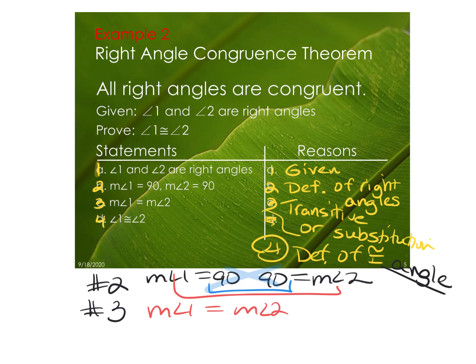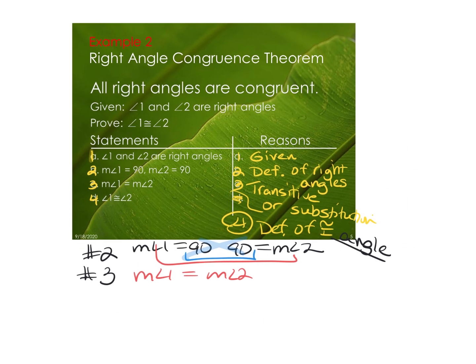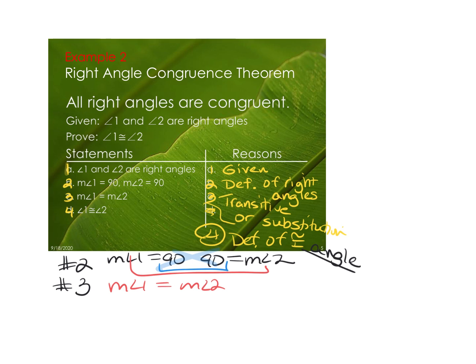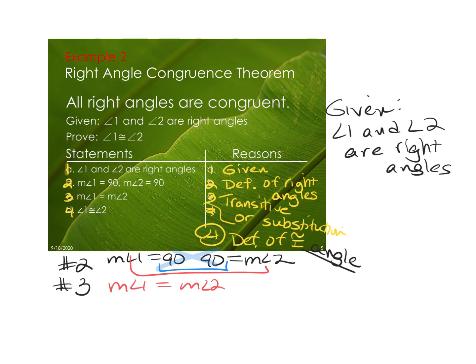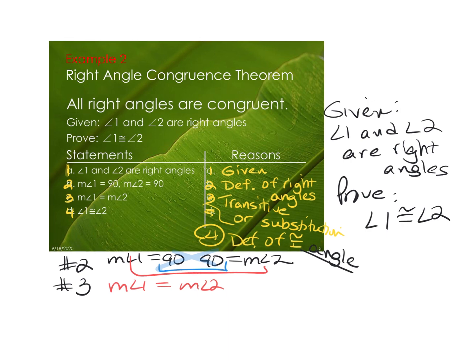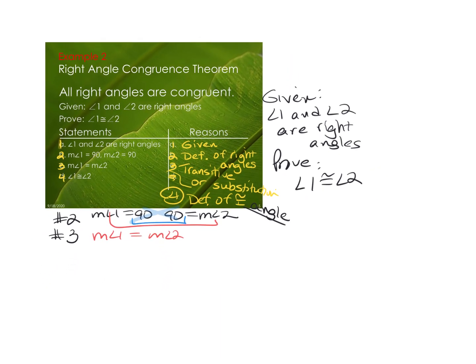Now because this theorem has been proven to us, if I would have given you the question on a test, and if I would have said, given that angle 1 and angle 2 are right angles, and if I say prove that angle 1 is congruent to angle 2, instead of doing it in 4 steps, I can now do it in 2.